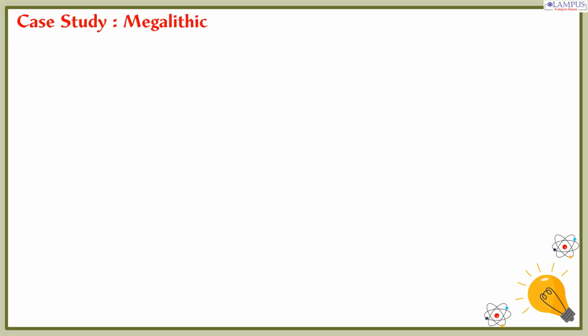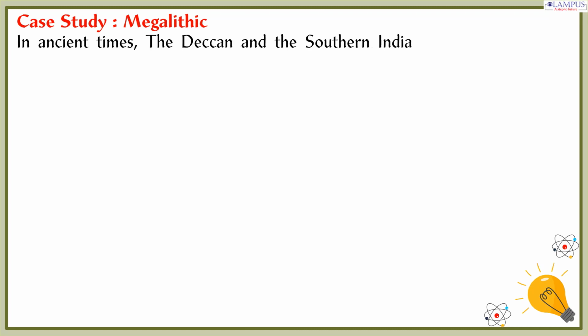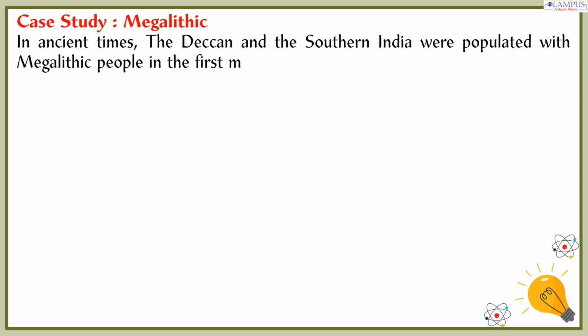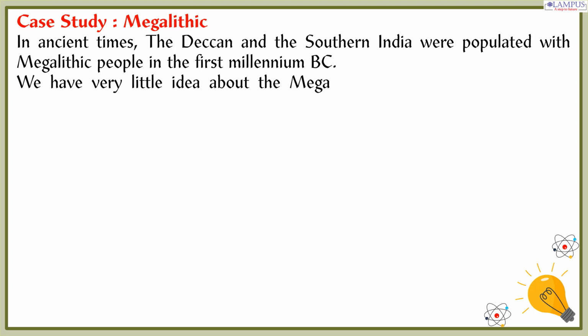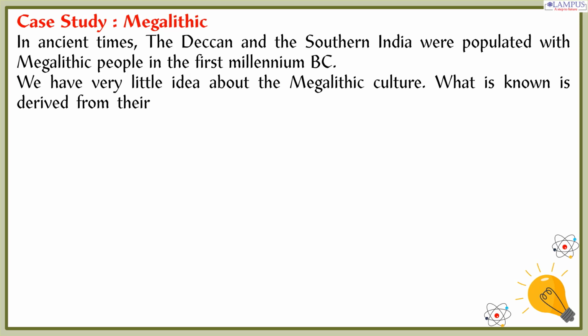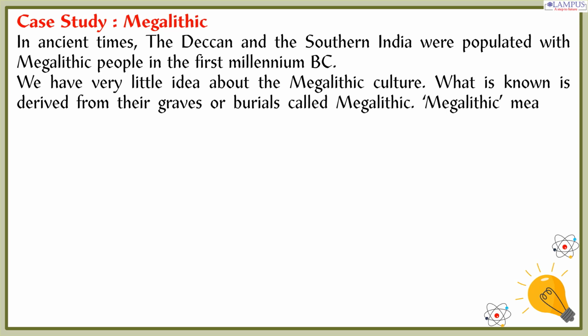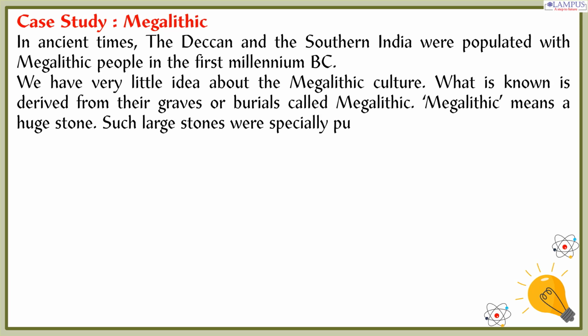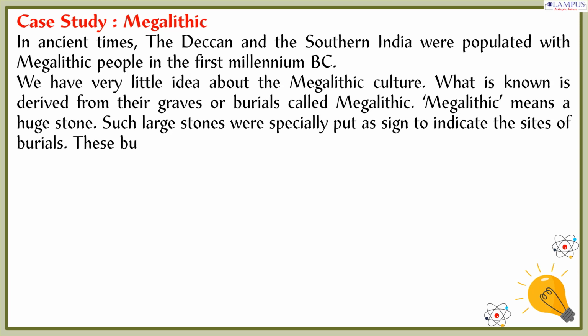Case study: Megalithic. In ancient times, the Deccan and southern India were populated with megalithic people in the first millennium BC. We have very little idea about the megalithic culture. What is known is derived from their graves or burials called megaliths. Megalithic means a huge stone. Such large stones were specially put as signs to indicate the sites of burials.